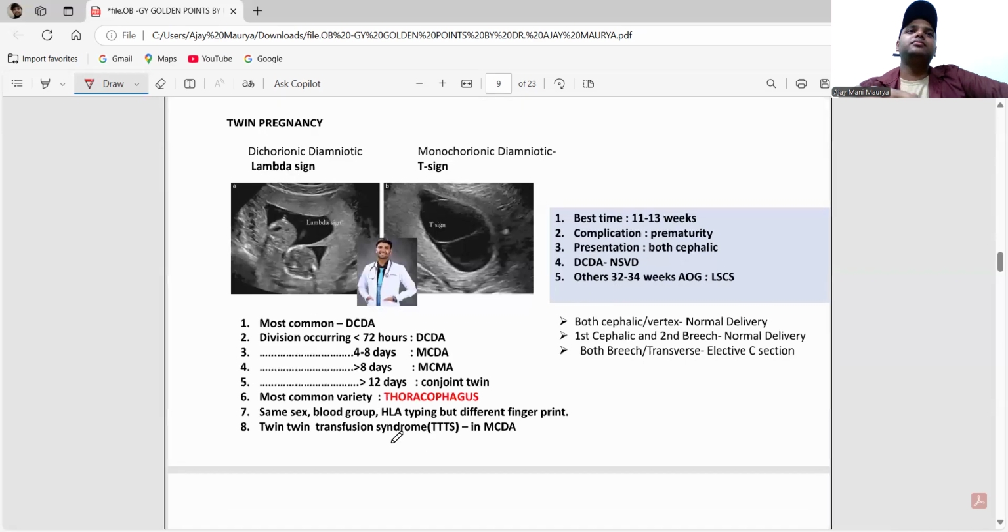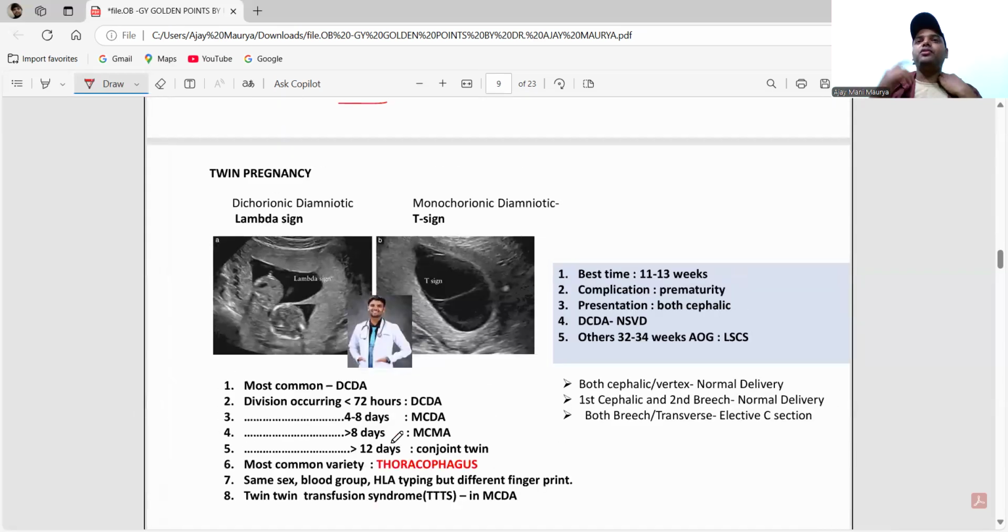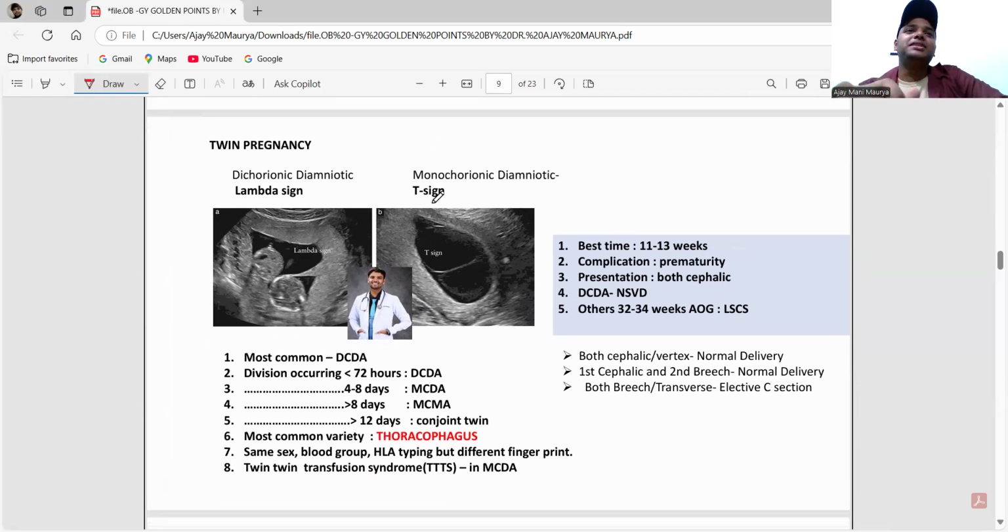Next one, guys. This is the twin pregnancy. You have to remember this is the dichorionic diamniotic, DCDA. This is the MCDA. See here, this is the lambda sign. This is the T shape. The lambda sign is the dichorionic diamniotic, and in the monochorionic diamniotic, the MCDA, you see the T shape. Okay?